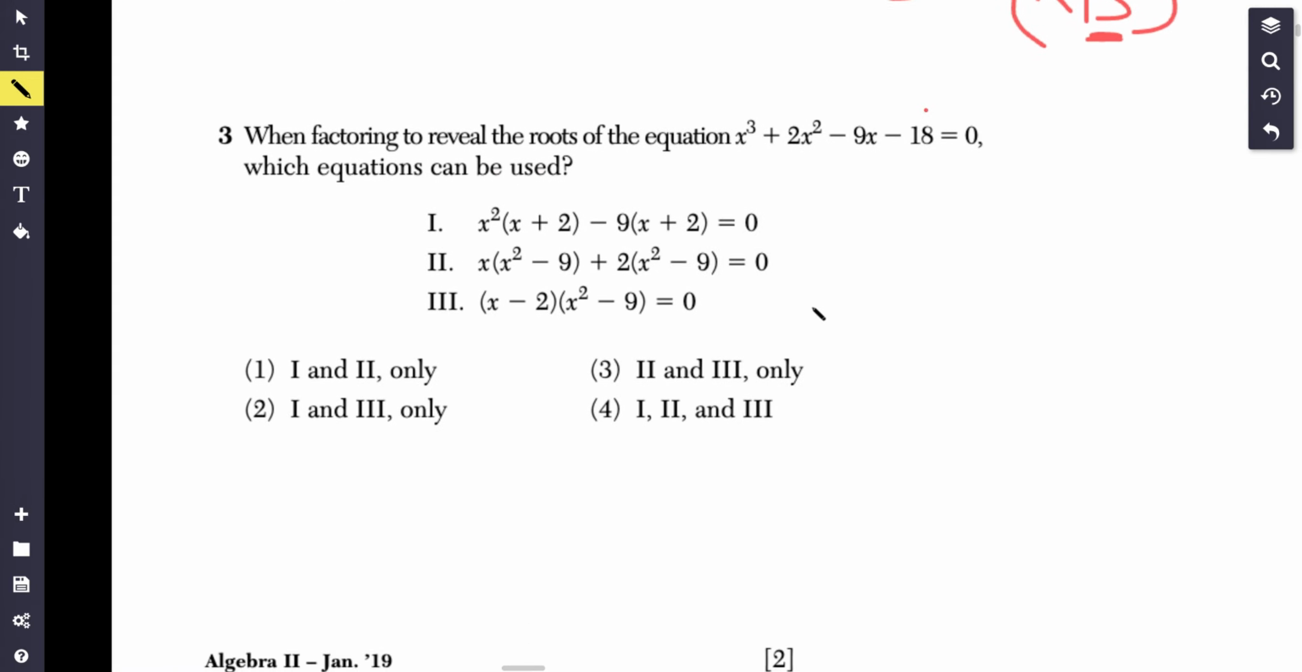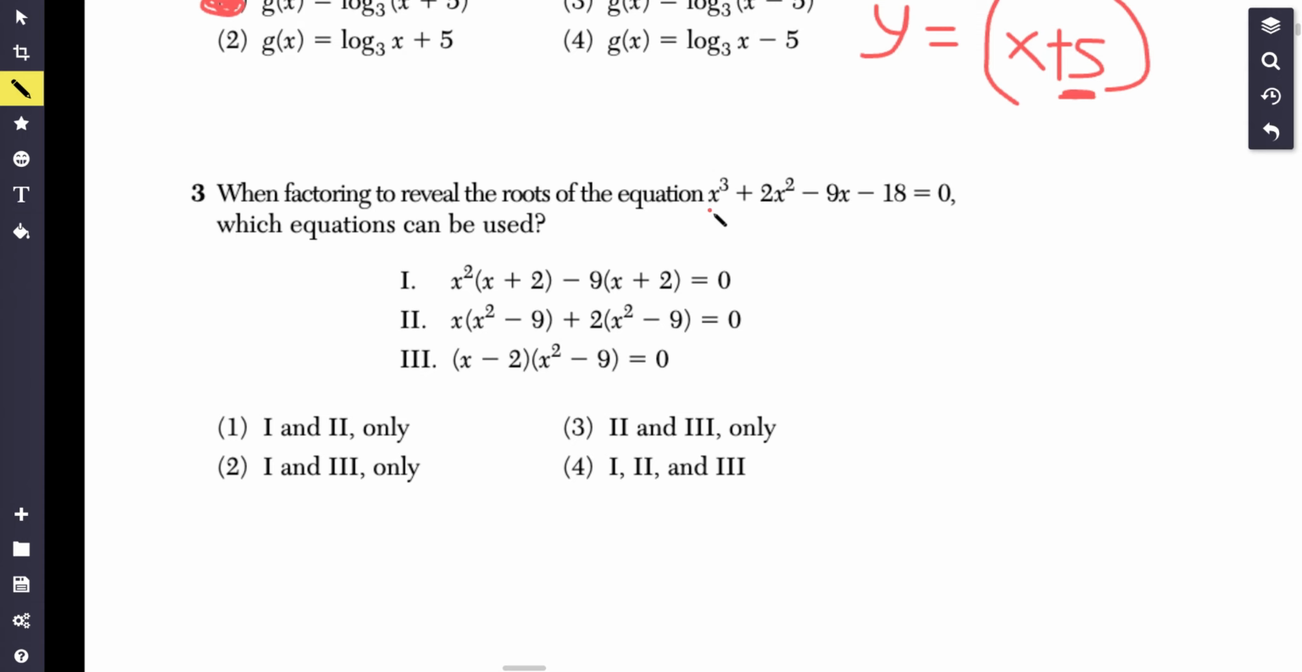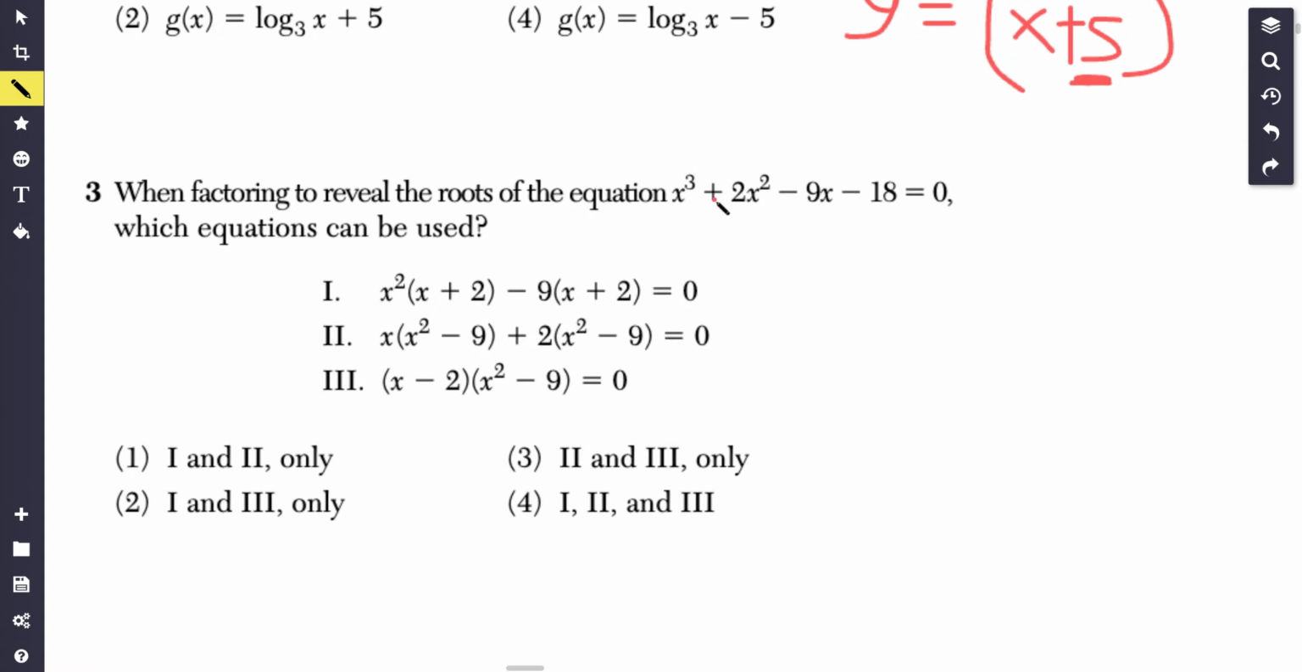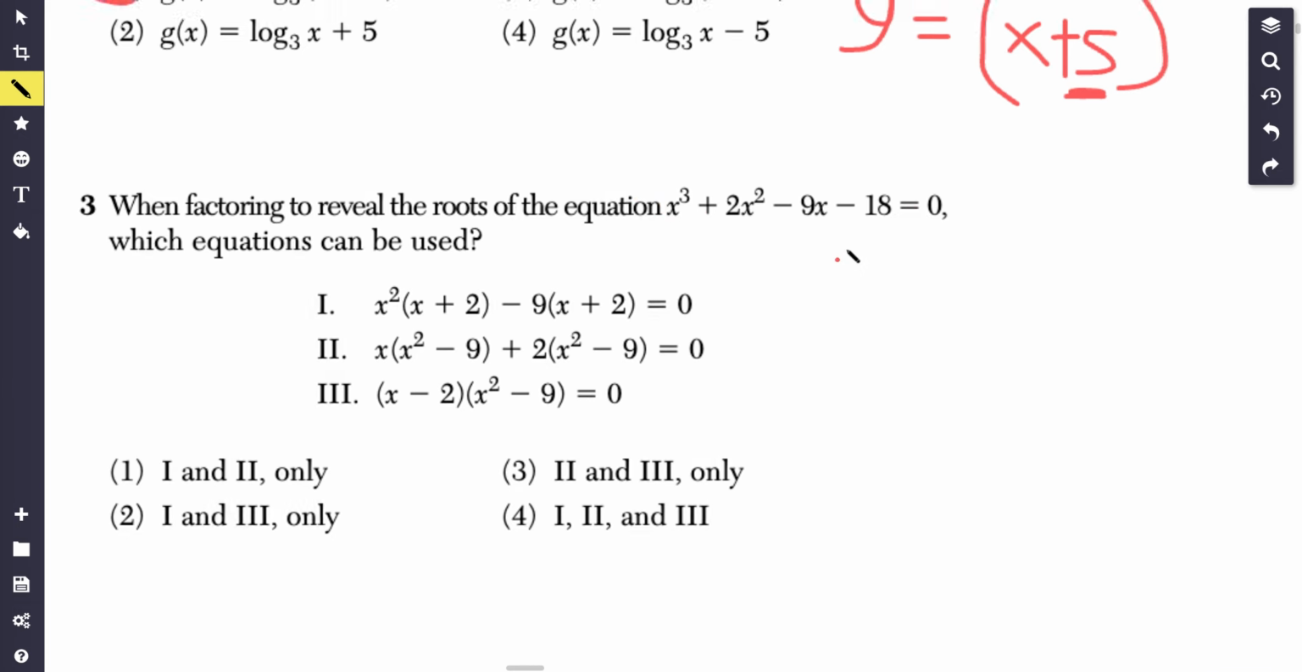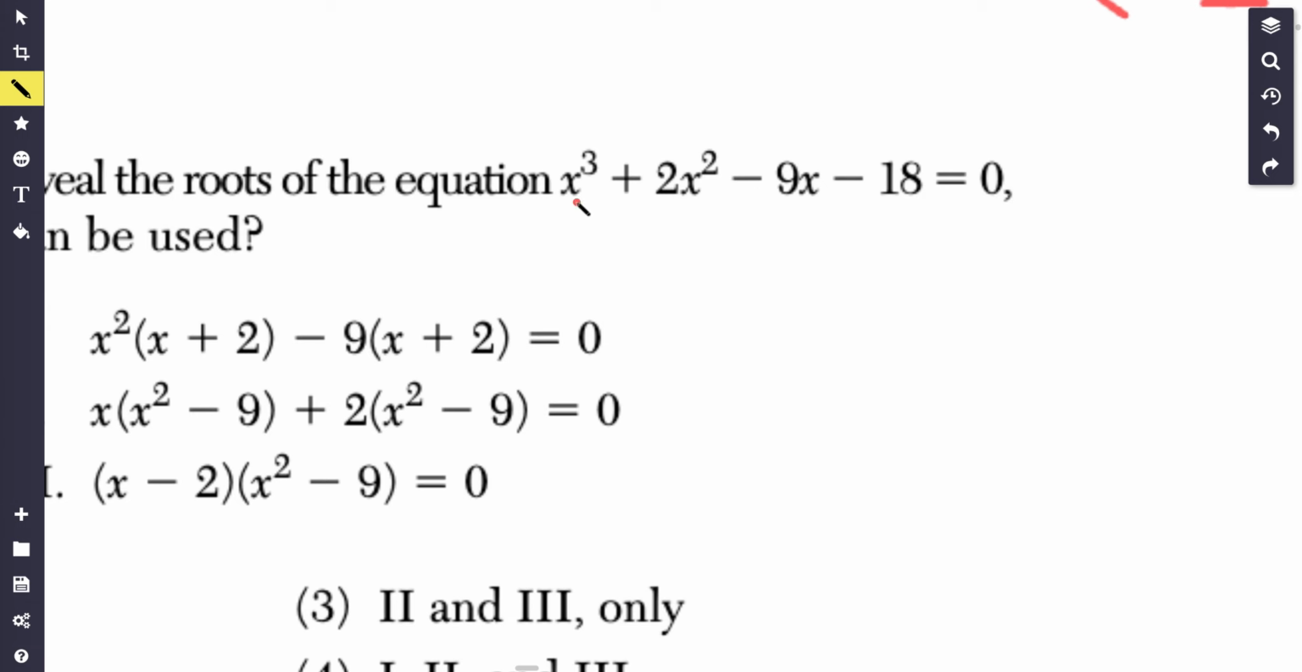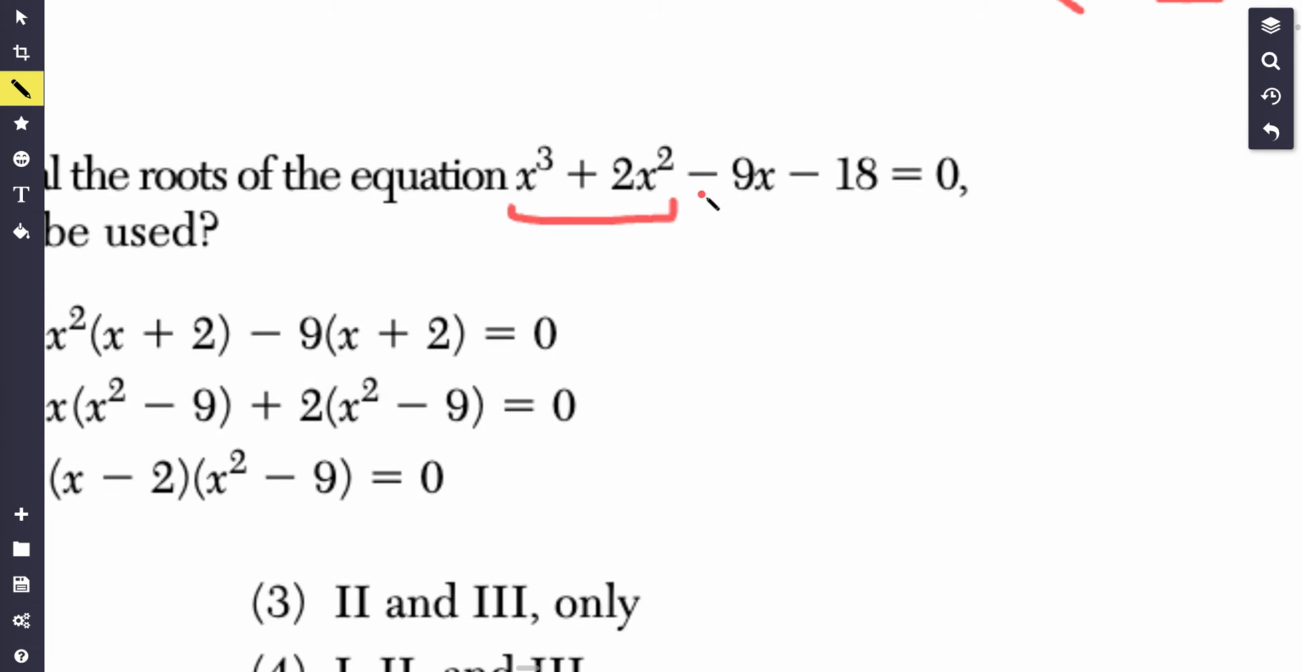Let's say we have this one. When factoring to review the roots, which equations can be used? How can I factor this equation? Well, notice here how I have x to the third power and 2x to the second power, and I have negative 9x and minus 18. There's a reason why they wrote it like this.